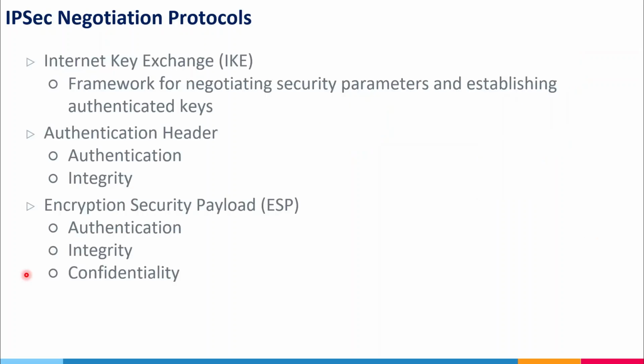So until now we have seen authentication, integrity, and confidentiality in communication between two routers, and this forms the basic principles of VPN. Now let's understand the negotiation protocols. So the first one is IKE. So IKE is a framework of protocol. It basically helps us in creating the tunnels.